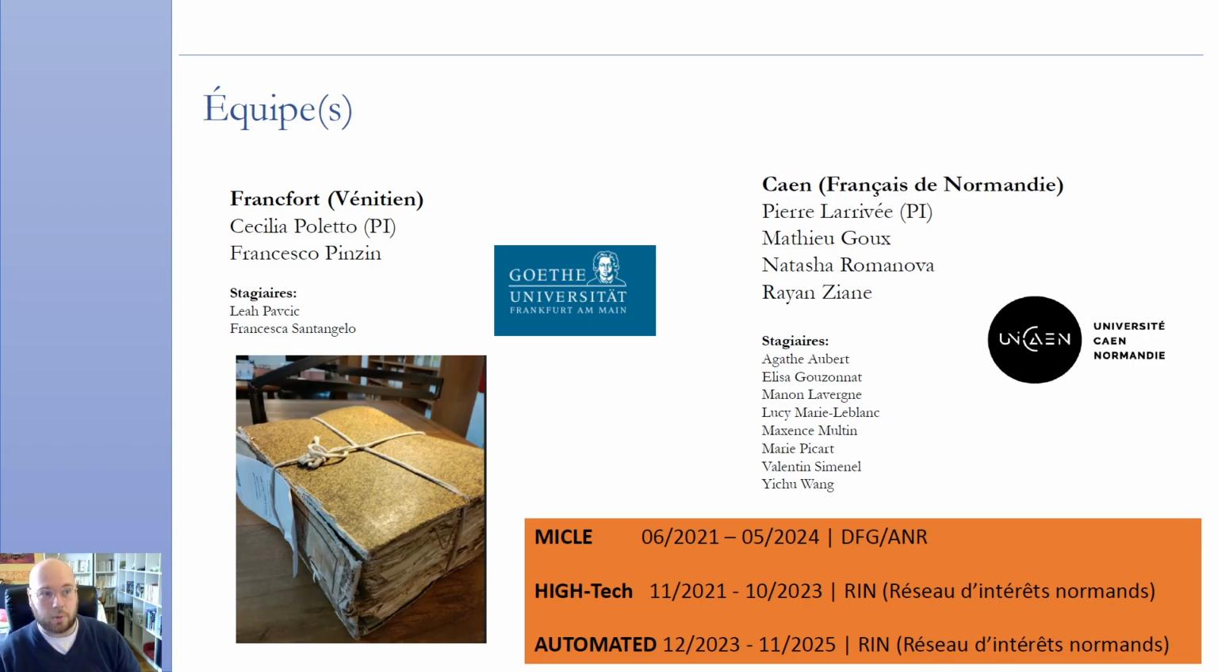This project has spawned two other ones funded by the Normandy region, the High-Tech Project and Automated. Both aim to consolidate the method of annotating and tooling texts in the ancient French language field.